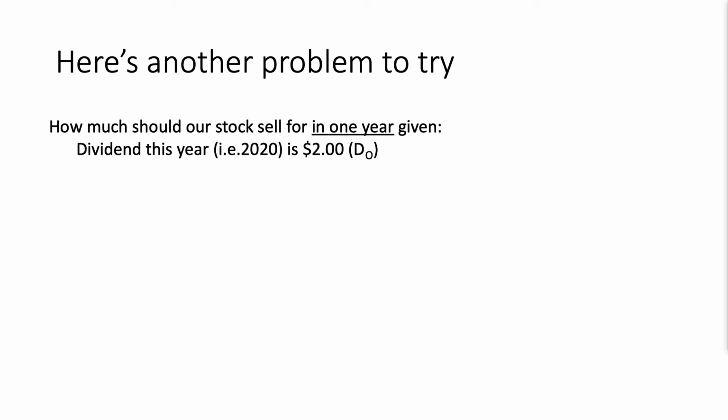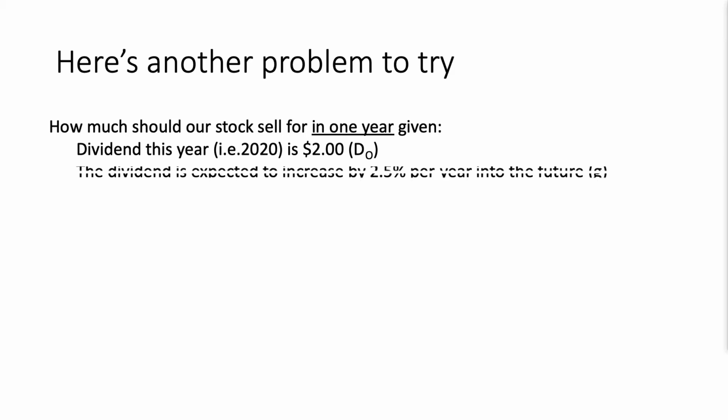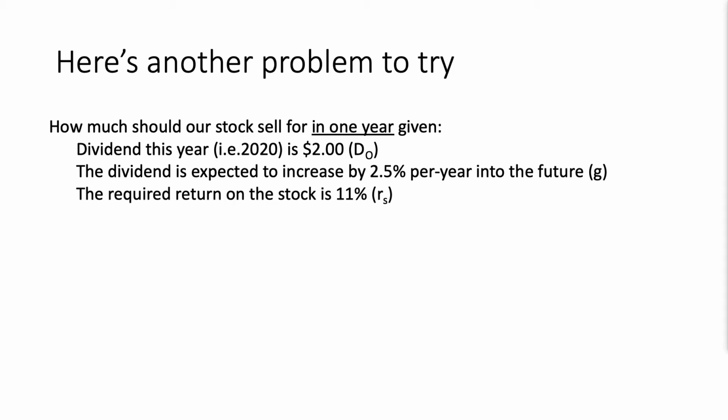Here's another problem to try. How much should our stock sell for in 1 year? Now remember, the dividend is always a year ahead of the price. It's the same information, the same stock. The dividend this year is $2. The dividend is expected to increase by 2.5% per year into the future, indefinitely. It's a stock, so there's no maturity date as with a bond. The required return is 11%. Go ahead and try it and then come back. Remember, the dividend's always 1 year ahead of the price. Here I'm trying to calculate P1, the price in 1 year, so I better use D2. Go ahead, pause and try it, and then come back.